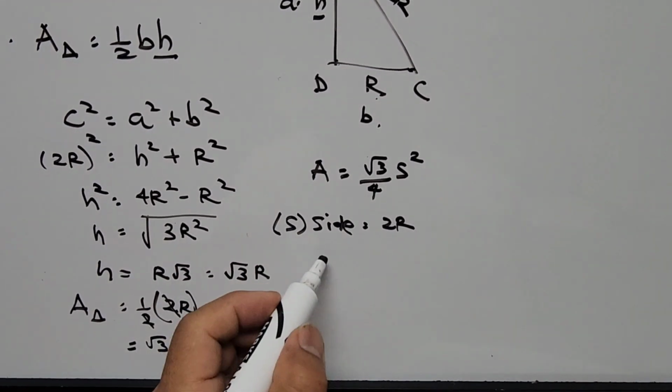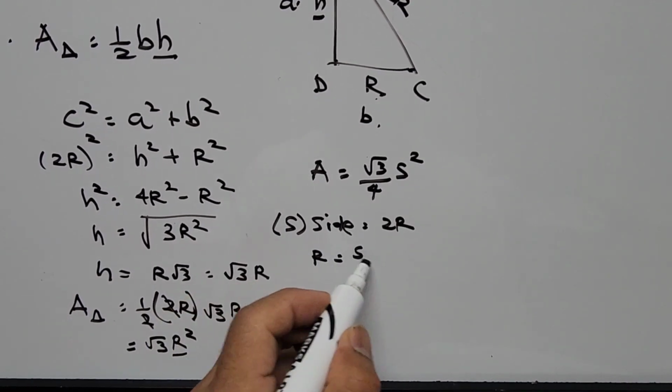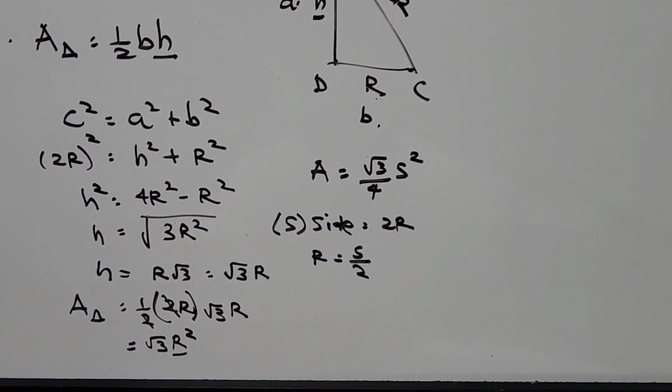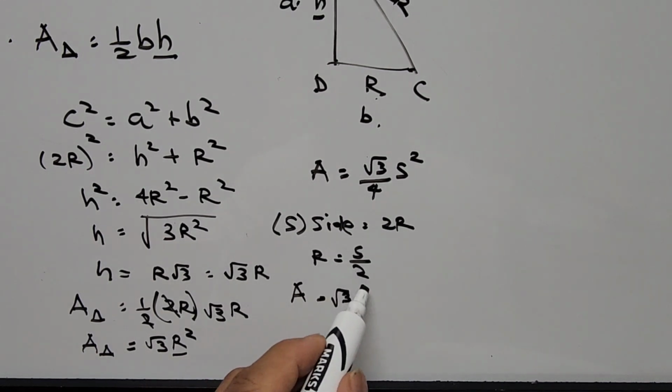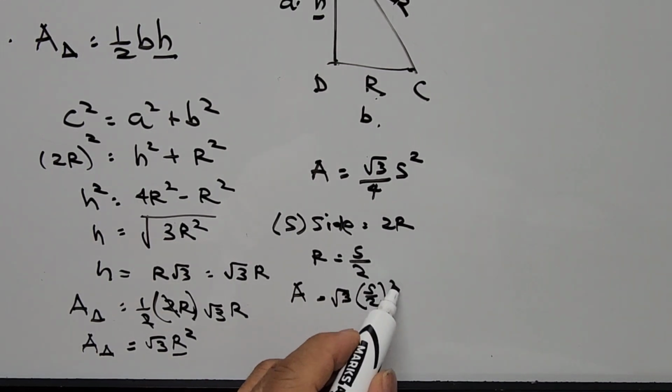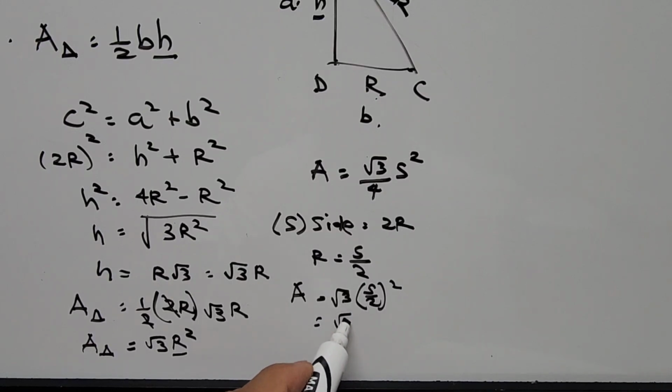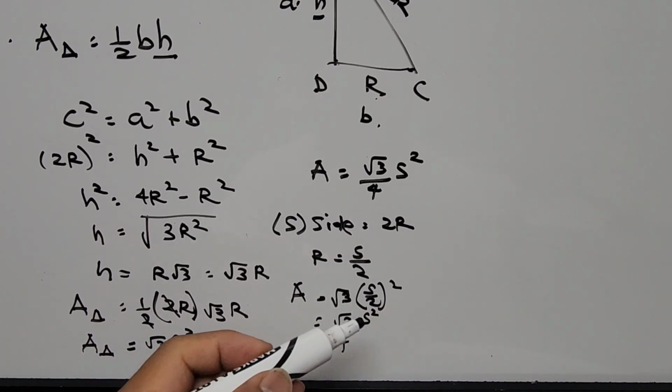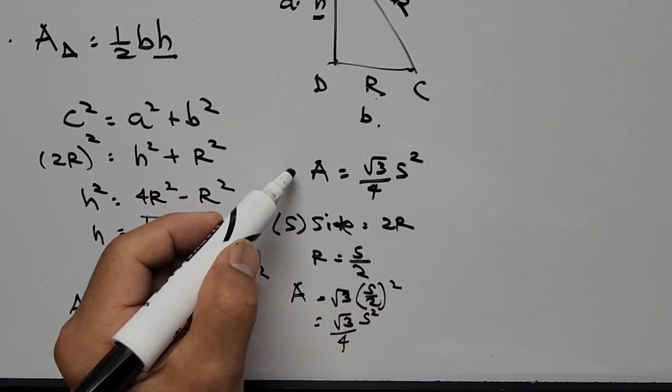So r here is equal to s divided by 2, right? And if we substitute this value of r to our equation, area of the equilateral triangle, we have area is equal to square root of 3 times r squared, where r squared is s over 2 squared. So we ended up with square root of 3 s squared and 2 squared on the denominator, so that is 4. So that is square root of 3 over 4 times the square of the sides. So we have this formula.